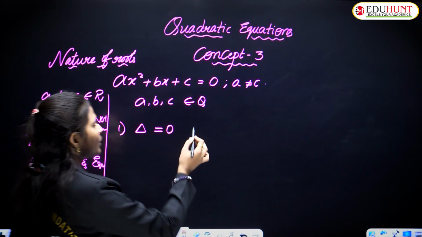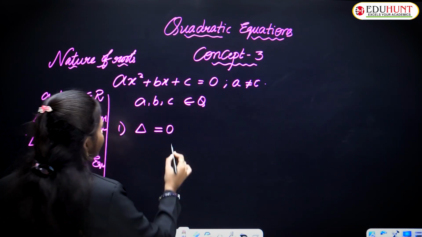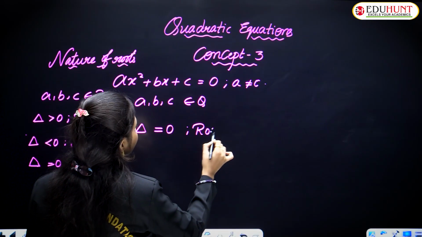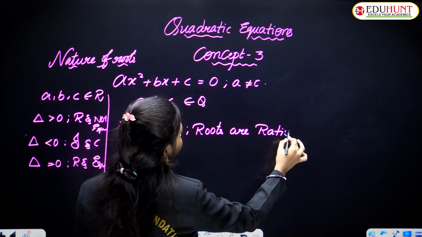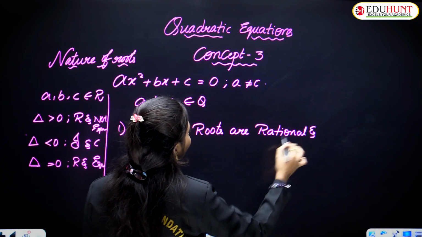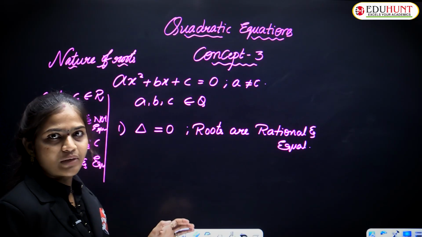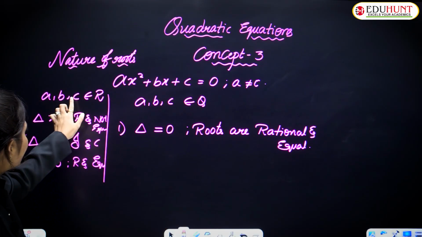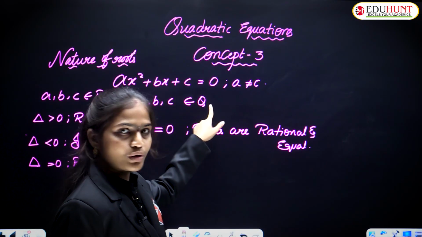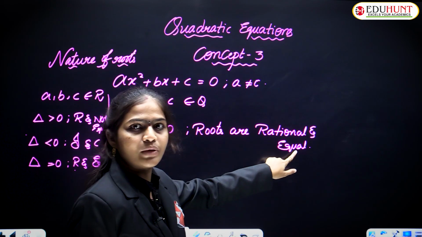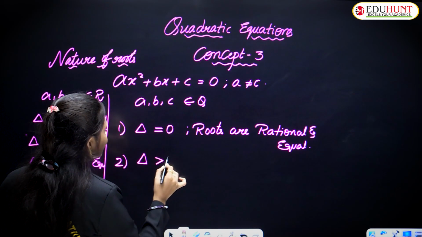So if delta is equal to 0, and A, B, C are rational numbers, then the roots are rational and equal. Rational roots as well as those two roots are equal. Just like this one. Here real and equal, that's why delta equal to 0 means real and equal. So here A, B, C belong to Q, so rational and equal.